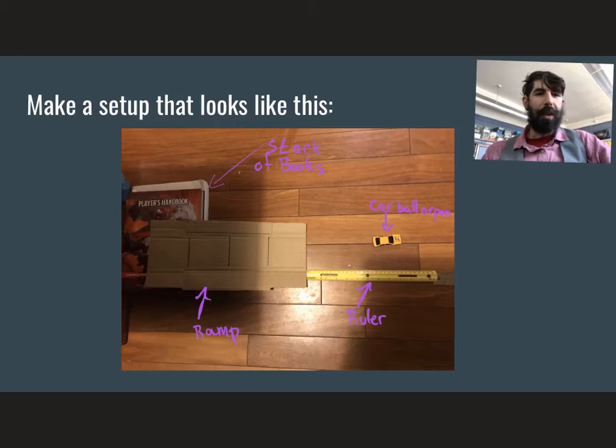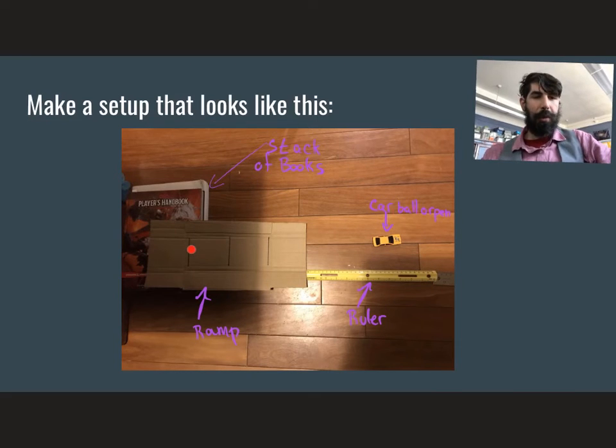Your setup should look like this. I stacked my books and laid the ramp down on top of the books, going down to the floor. See this piece of cardboard, that's my ramp, and there's my stack of books. I put my ruler at the end of the ramp. If you have a longer ruler, you can start it farther back.